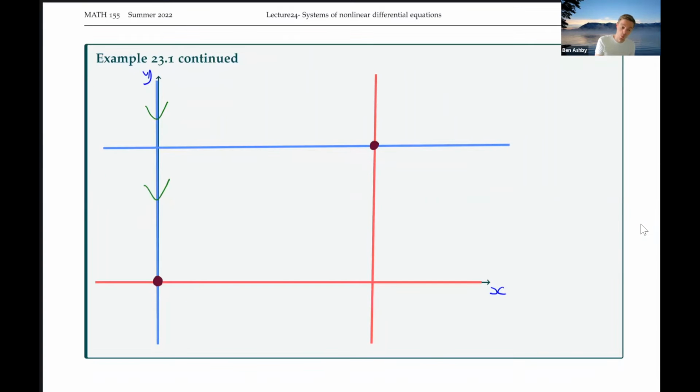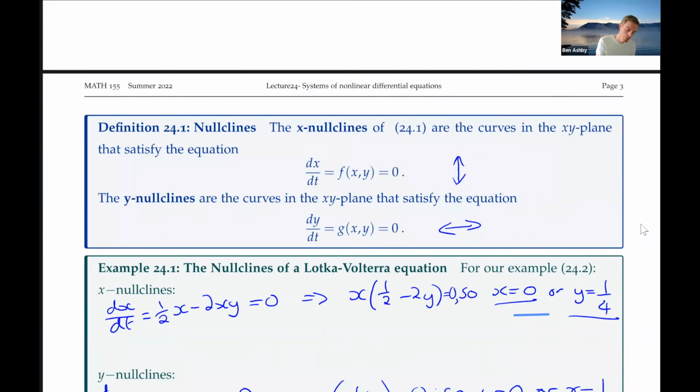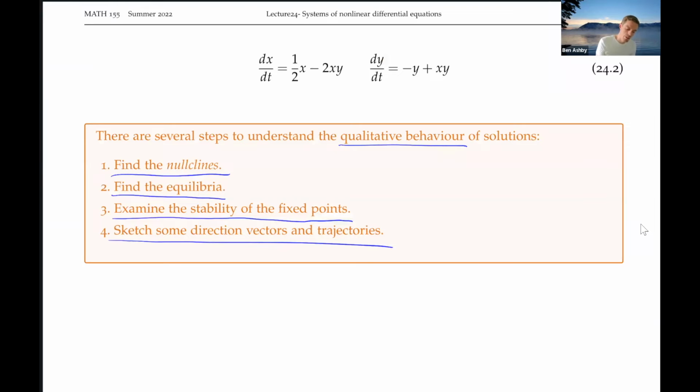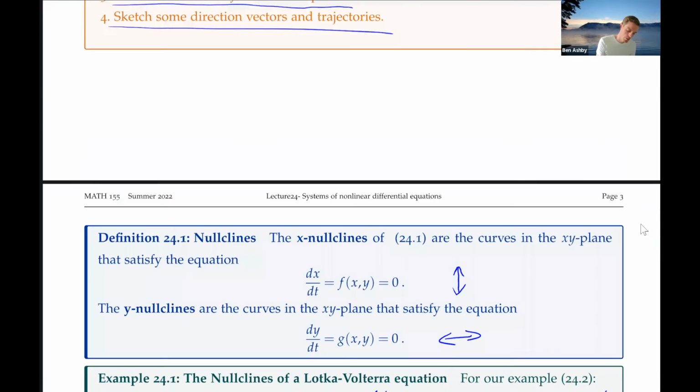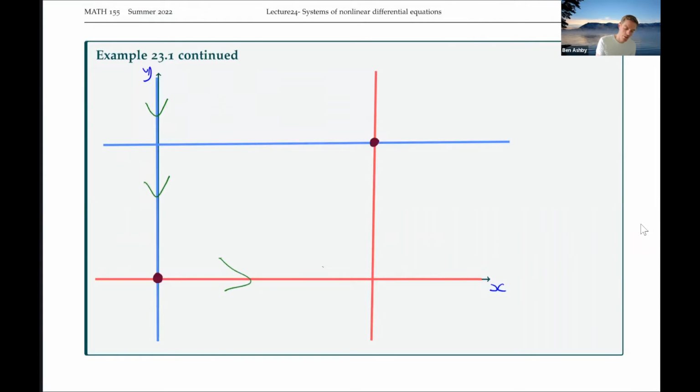On the x-axis, when y is equal to 0, we have dy/dt is equal to 0, so we're on a y nullcline. And if we go back to our dx/dt equation, when y is equal to 0, dx/dt is equal to x over 2, and the sign of dx/dt is the same as x. So that means that our arrows, in this case, are going in this direction.